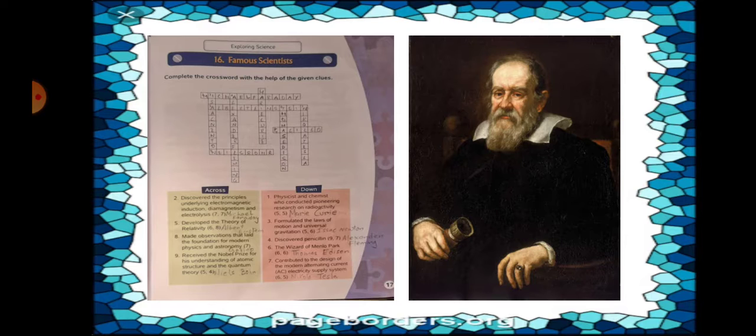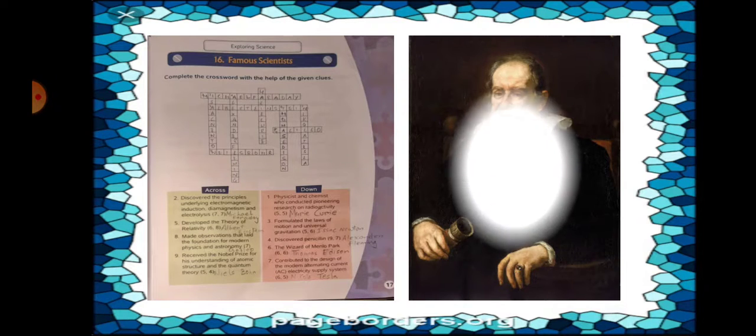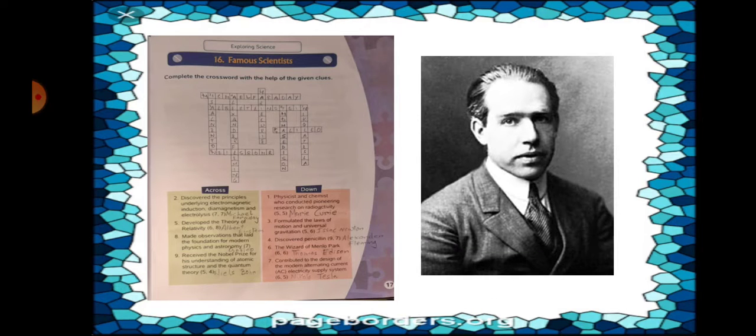Now we are coming to the puzzle across. Number 9, received the Nobel Prize for his understanding of atomic structure and quantum theory. So he was the person who had received the Nobel Prize for understanding the structure of atoms and the quantum theory. So he is Niels Bohr, and here is the picture of Niels Bohr. He is the personality.